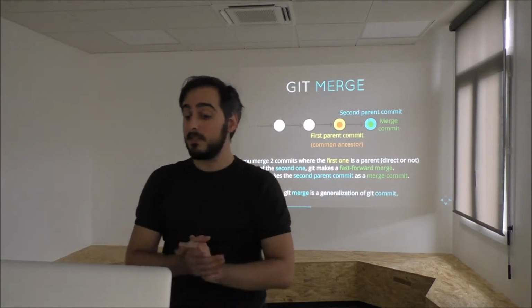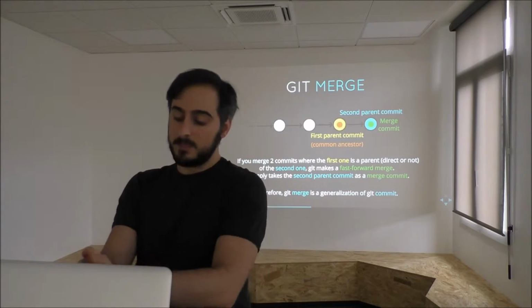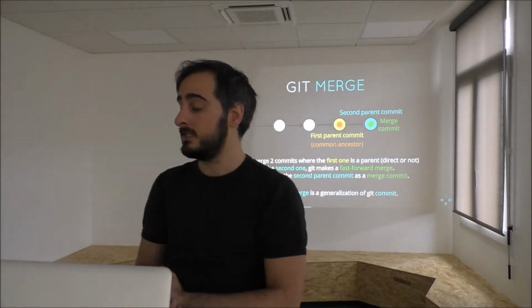Therefore, we can say that git merge is a generalization of git commit, because every commit is a merge of itself and its parents.